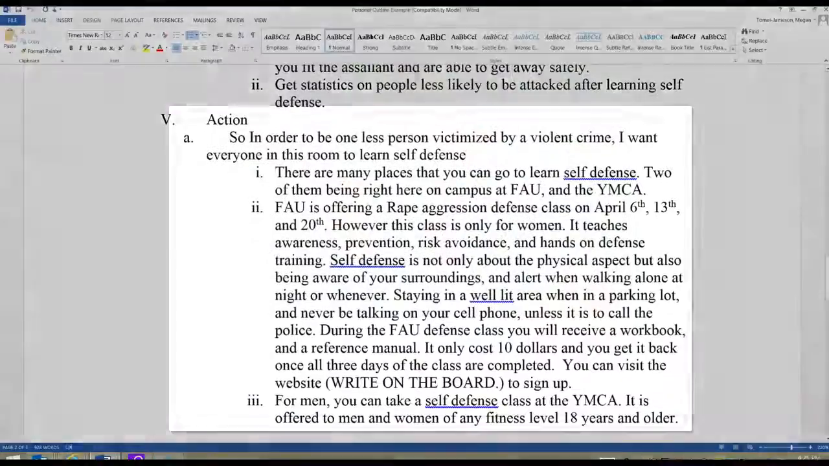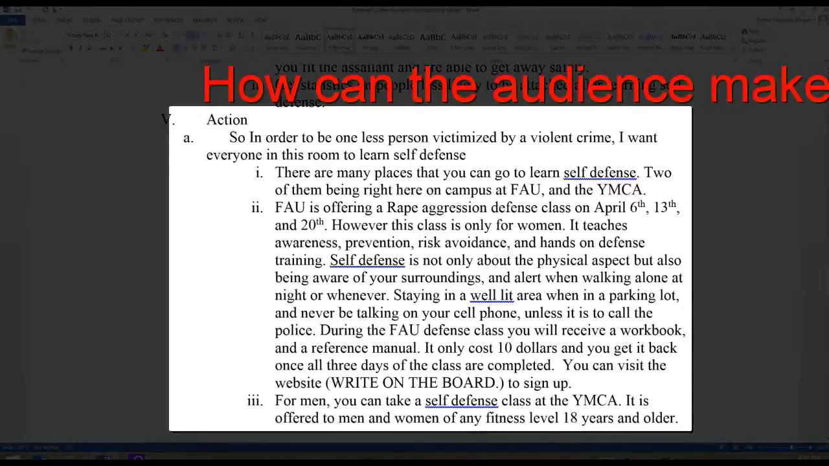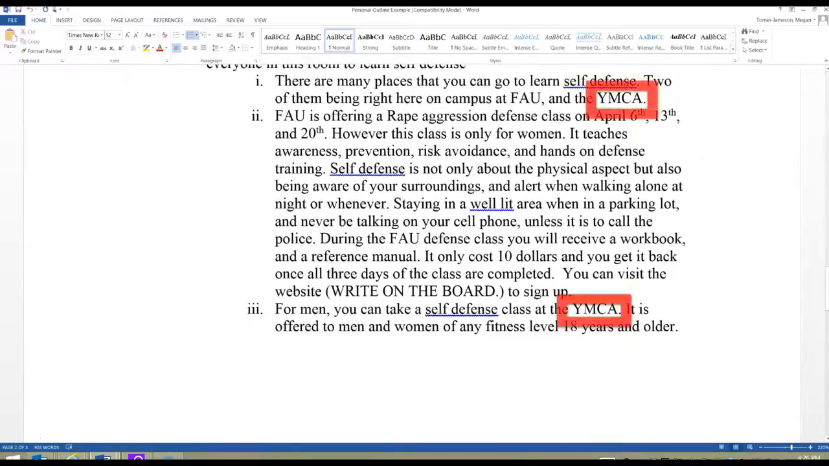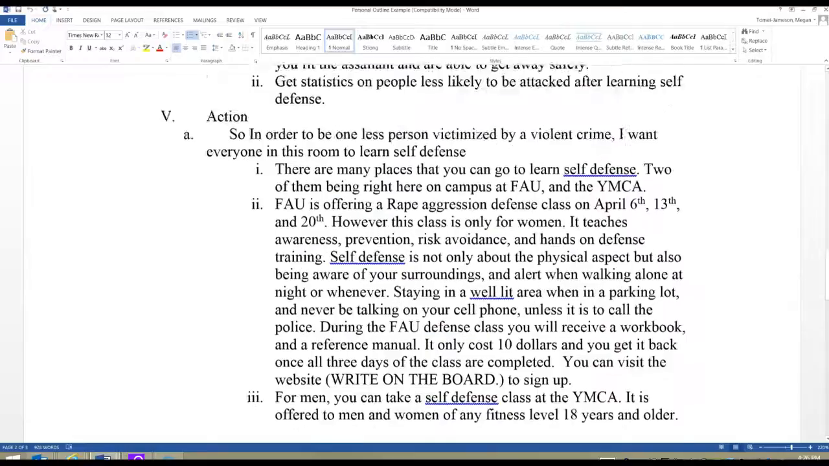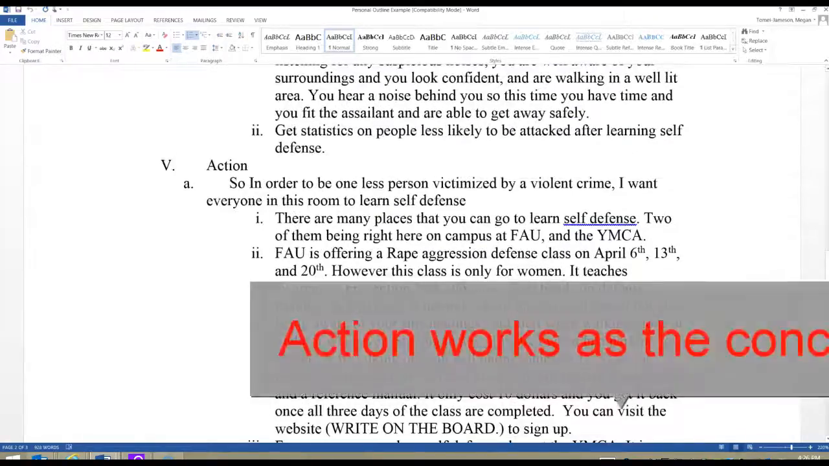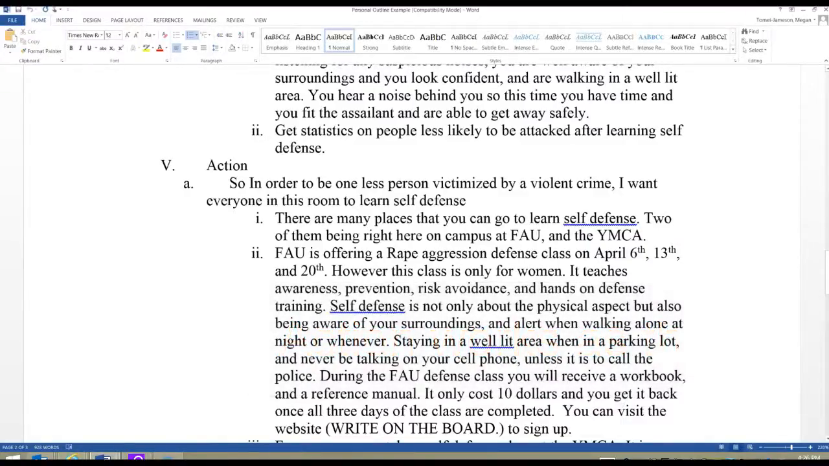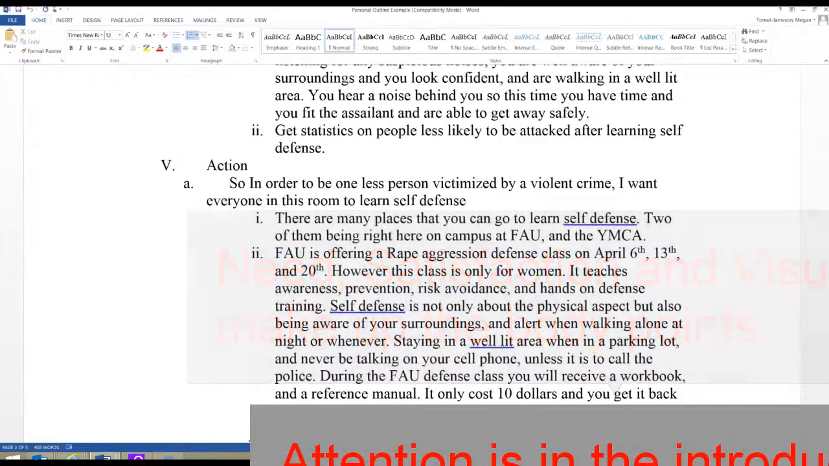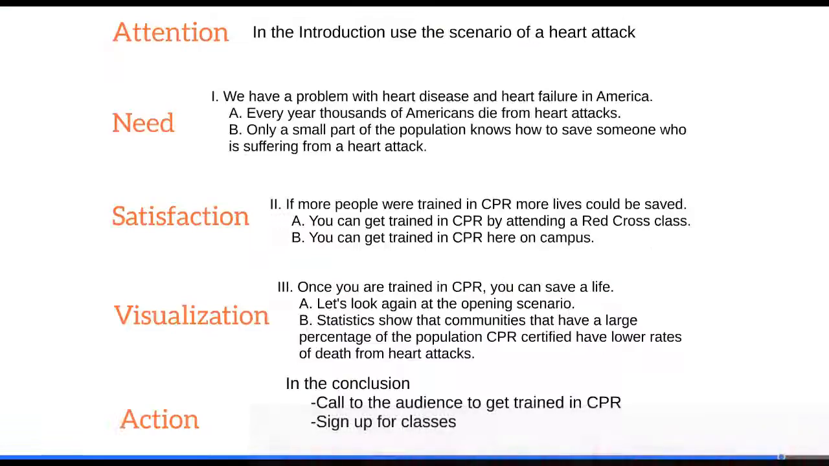Action. This is where you tell the audience how, right? So this outline is actually from a student who was at FAU, which is why it's talking about a class that's offered at FAU. And then it gives the other self-defense classes at YMCA, and the student actually says she's going to write this on the board. And you'll notice, by the way, that the action is the last part, so action to some degree functions actually as your conclusion. So the 3 things of the need, satisfaction, and visualization are in the body of your speech, attention is in the introduction, and action is actually the conclusion.